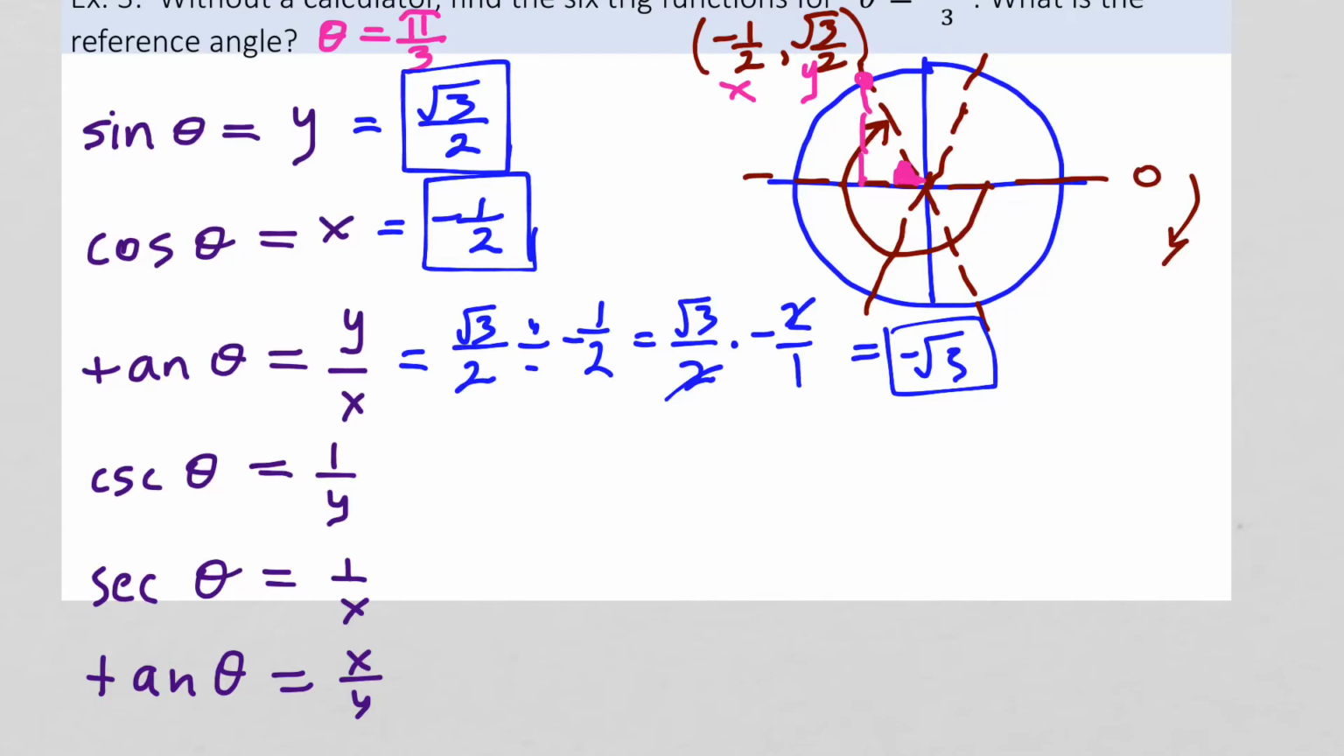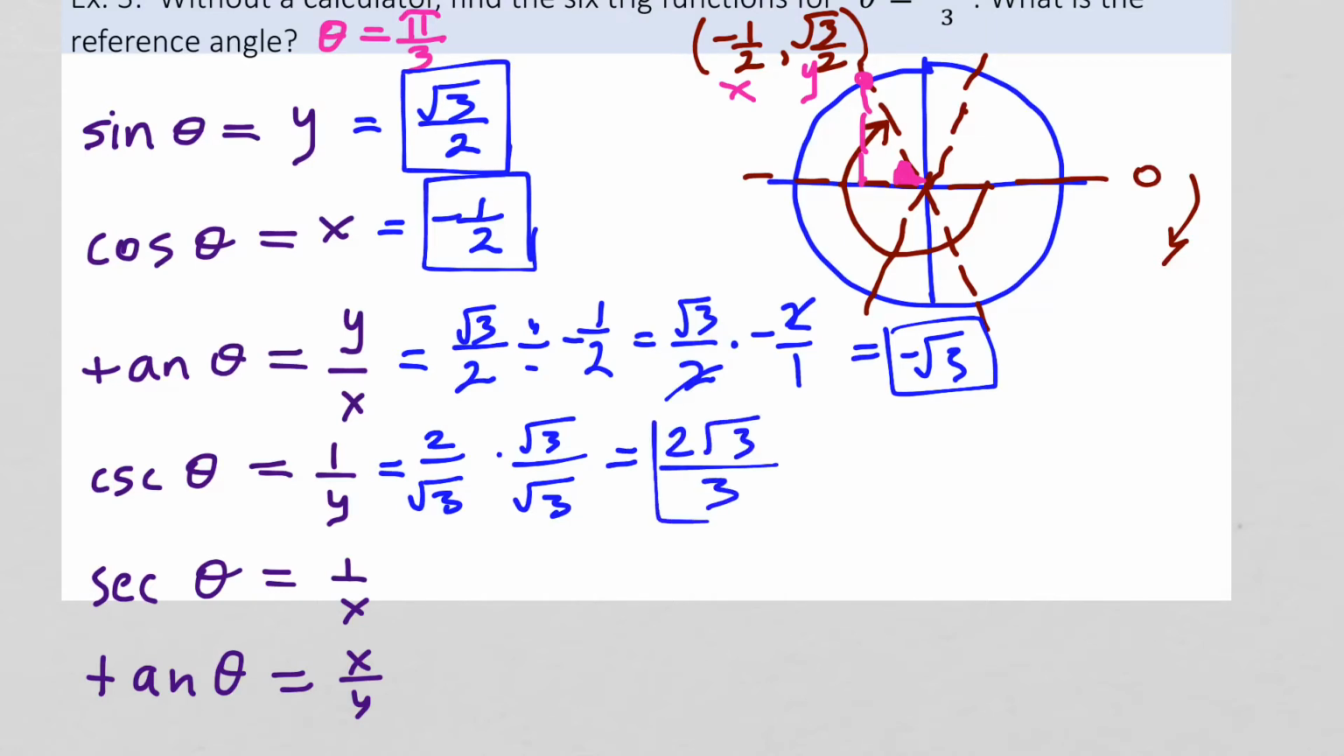And then my cosecant is the inverse of the sine. So flipping my sine upside down, I have to rationalize it. You always want to rationalize. So this is my cosecant. And then the secant is the inverse of the cosine. So that's just negative 2.